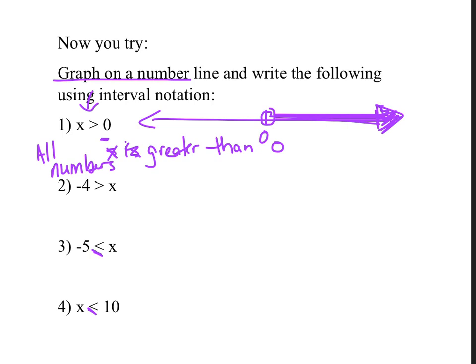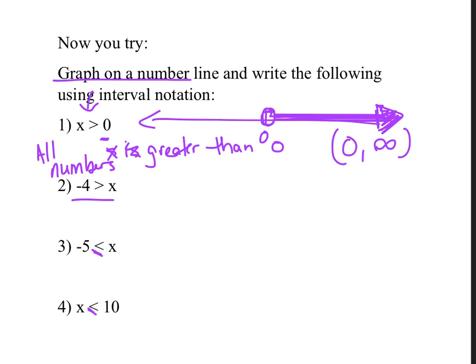Okay. And then from there, the interval notation is pretty easy. So you have 0, infinity, open circle here is a parenthesis, infinity always gets a parenthesis. Okay, so give that a try.